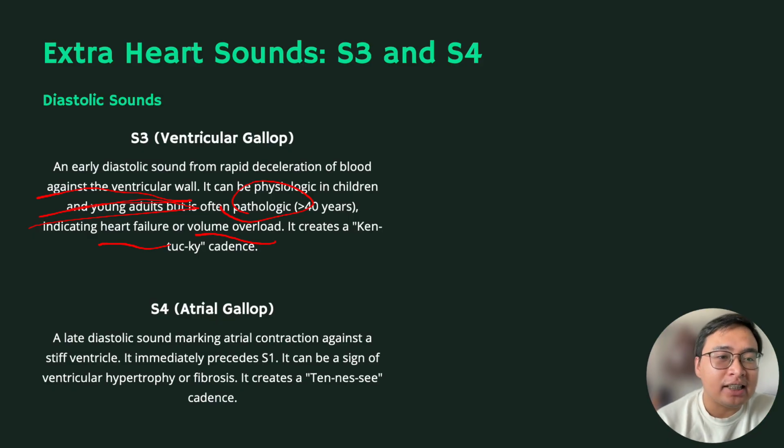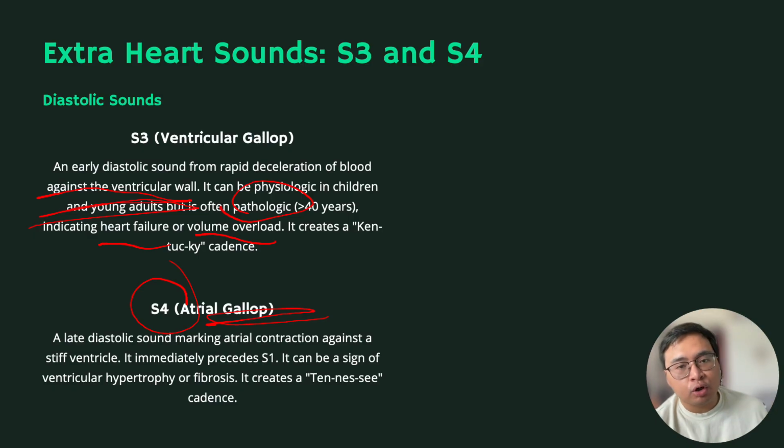And yung other one is S4, also known as atrial gallop. Okay? So it's a late diastolic sound marking an atrial contraction against a stiff ventricle. This one is always abnormal. It's a sign of ventricular hypertrophy or fibrosis. So yung S4 immediately precedes S1. So ang sound niya is "Tennessee" or turug-tug.